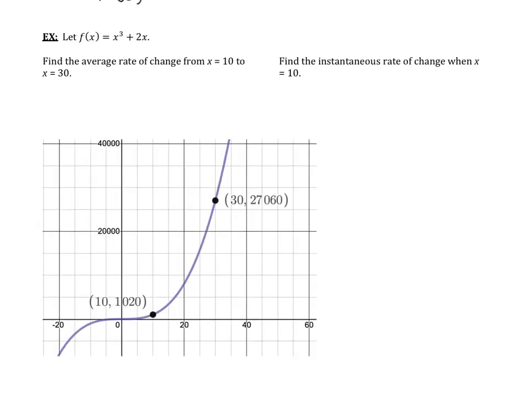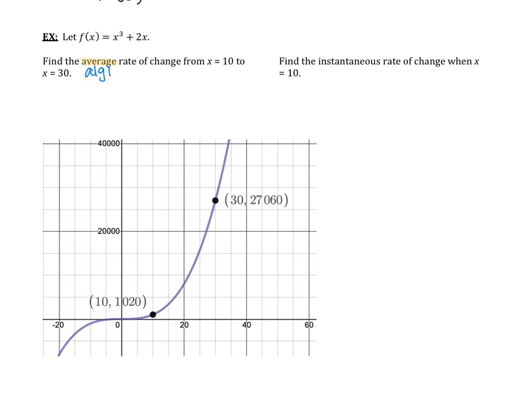Okay, we're going to let f of x equal x cubed plus 2x, and I have sketched a graph of this for you here. Okay, and the first question says find the average rate of change, so make sure you're really watching. This says average rate of change, which we know means Algebra 1. This is the Algebra 1 rate of change from x equals 10 to x equals 30.